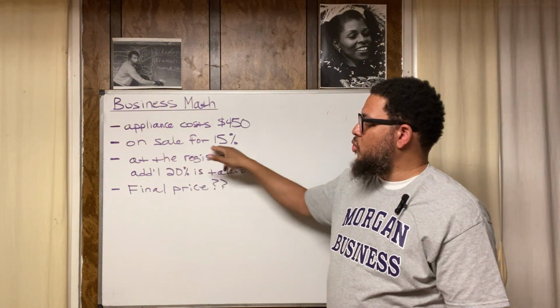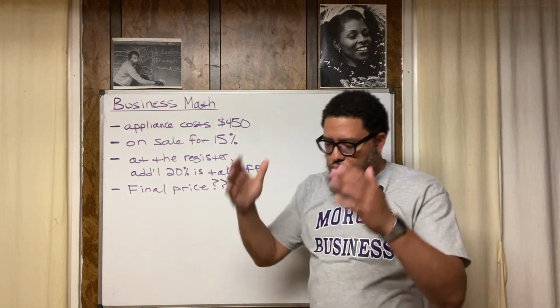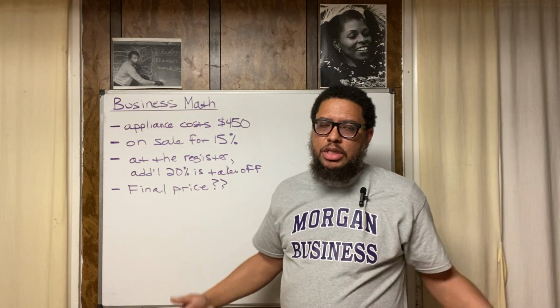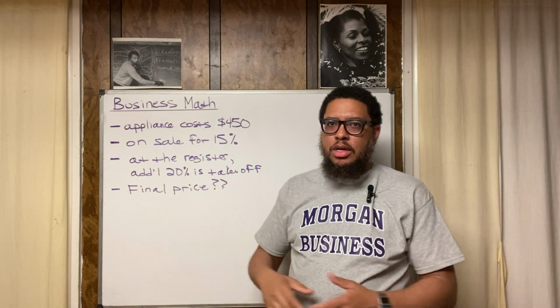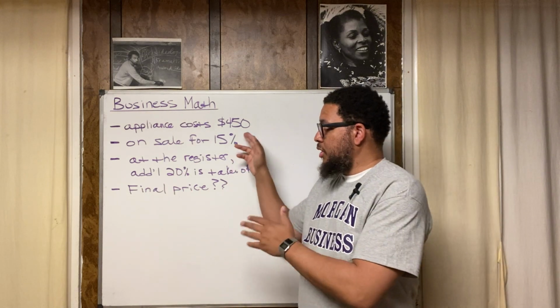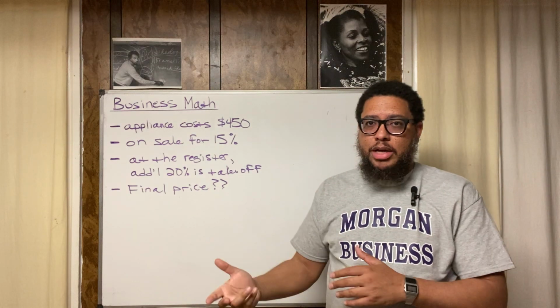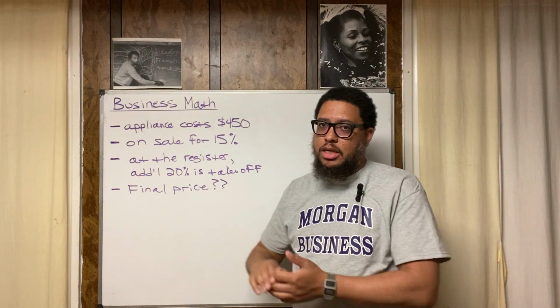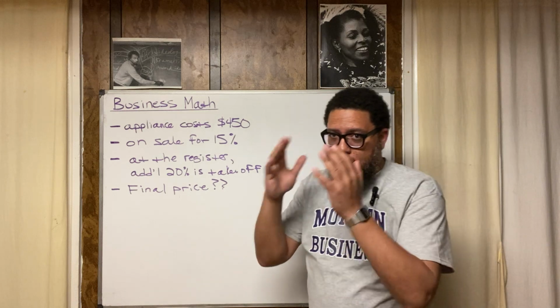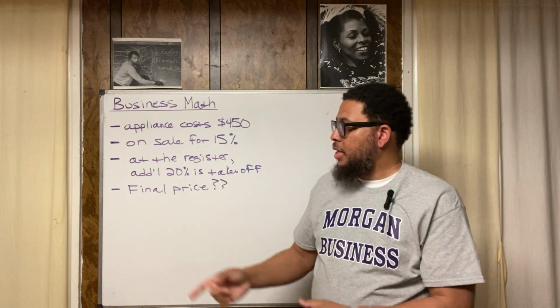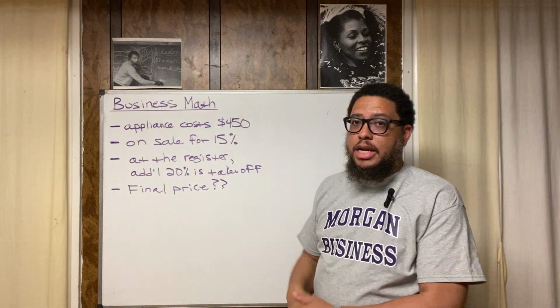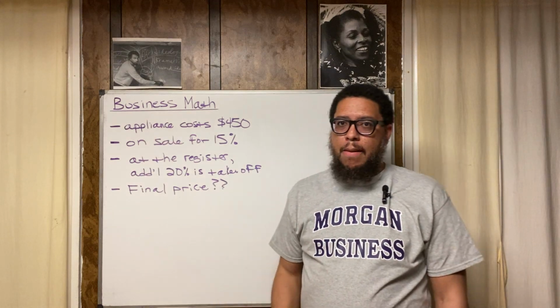It says that it's already on sale for 15%. So the moment you see the refrigerator, the oven, the washing machine, whatever, it's already 15% off. 450 was the original price. Then they come with another tag and say this is 15% off, so right now, immediately it's 15% off. They tell you when you get to the register, they're going to take an additional 20% off.